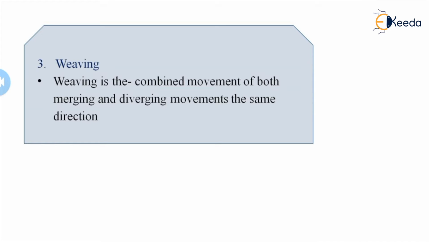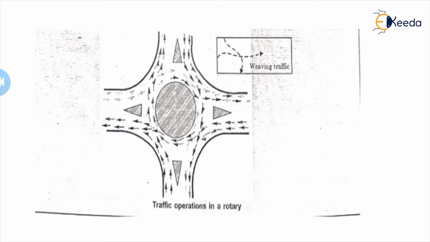Then weaving, that is a combination movement of both merging and diverging, is called weaving. In this typical rotary diagram, you can clearly see the weaving traffic. This slide is especially for weaving. In this diagram, you can see the vehicles moving from this direction have to go around the rotary or to this arm, and the vehicle from this arm has to go here or around the rotary. So this is the weaving section where vehicles are crossing each other, and this is the weaving width.